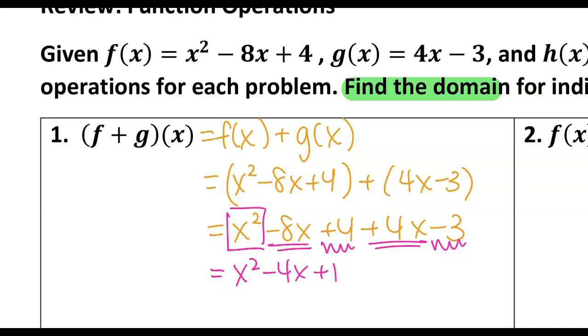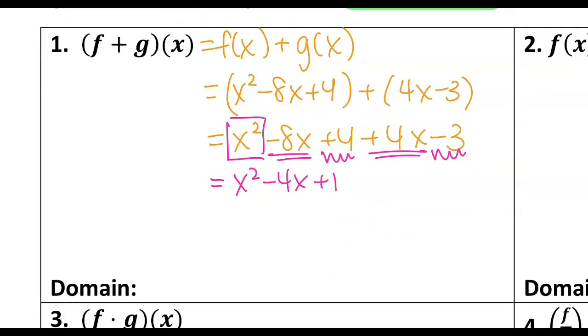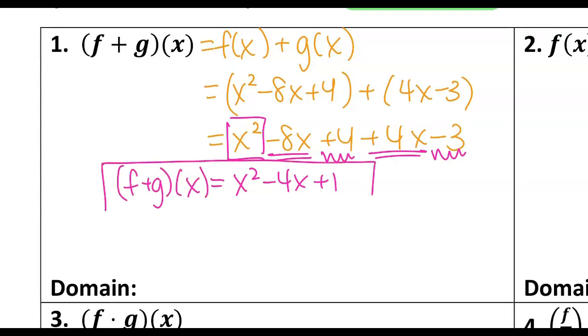Before you box that, this is technically for f plus g, the polynomial operation of f plus g of x. The last thing that it asks you to do, guys, is to find the domain for this. Okay, so I'm coming back to you, Maria. For the domain for this, what type of function is this?